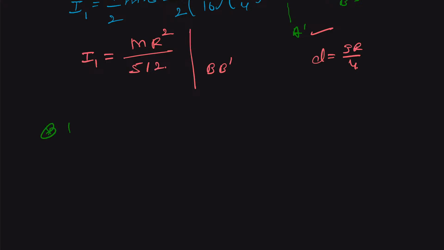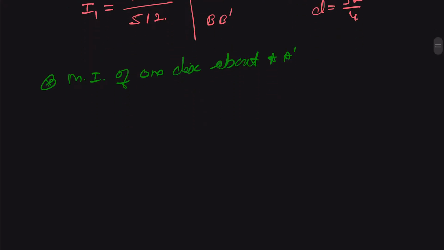So we are going to find out now the moment of inertia of one disk about a prime, and let us call this I a prime for disk number 1, and that will be equal to our moment of inertia about its center of mass, that is our I1, plus its mass and distance square.